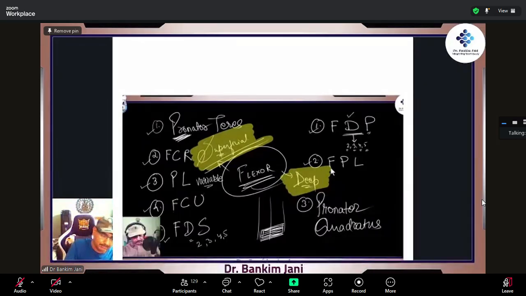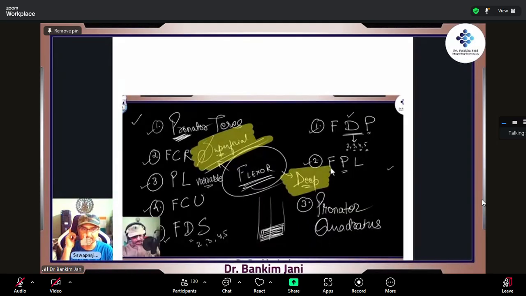We start from pronator, we end with pronator. Okay? And these are the muscles which are superficial, and these are the muscles which are deep. The name itself says flexor digitorum superficialis, but it is going for 2, 3, 4, 5. Flexor digitorum profundus is just underneath, for 2, 3, 4, 5. What about the thumb? This is flexor pollicis longus.